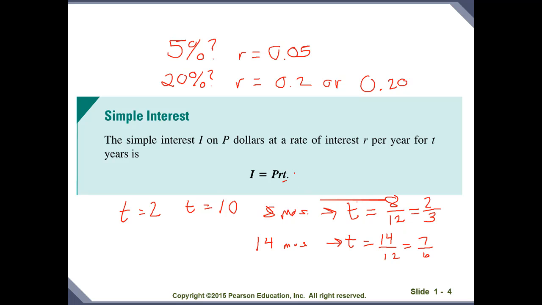So remember, T is always in years. So if your time period is not in years in the problem, you have to convert it. So 8 months, 8/12 of a year. 10 months, 10/12 of a year. 1 month, 1/12 of a year.